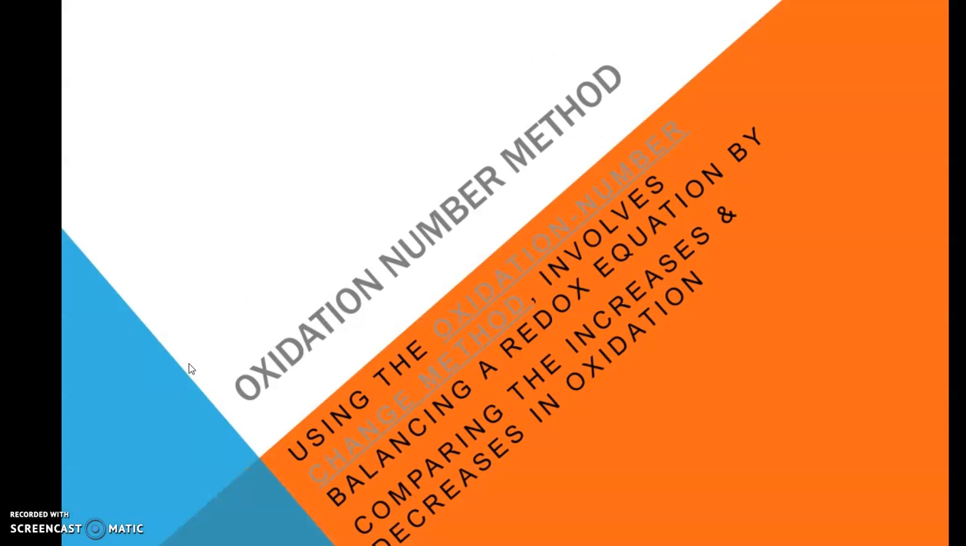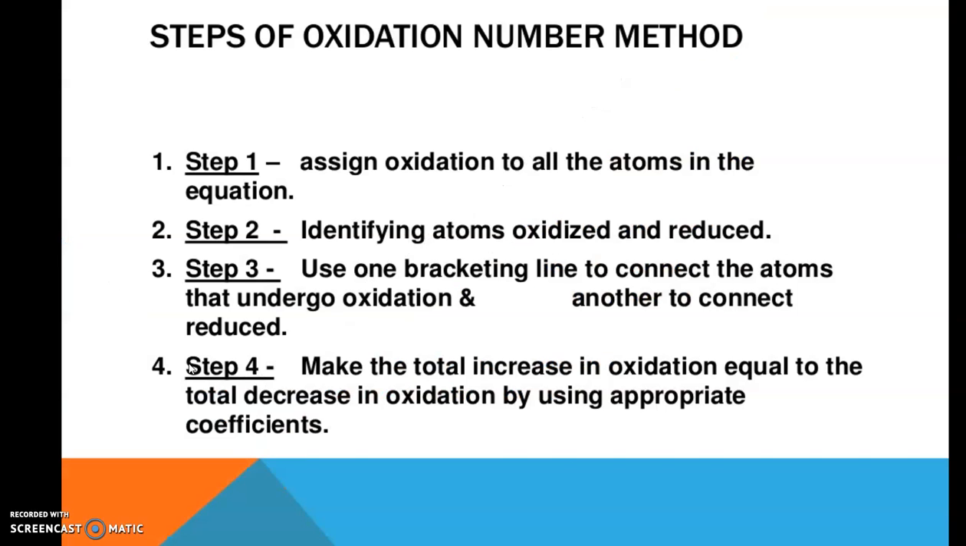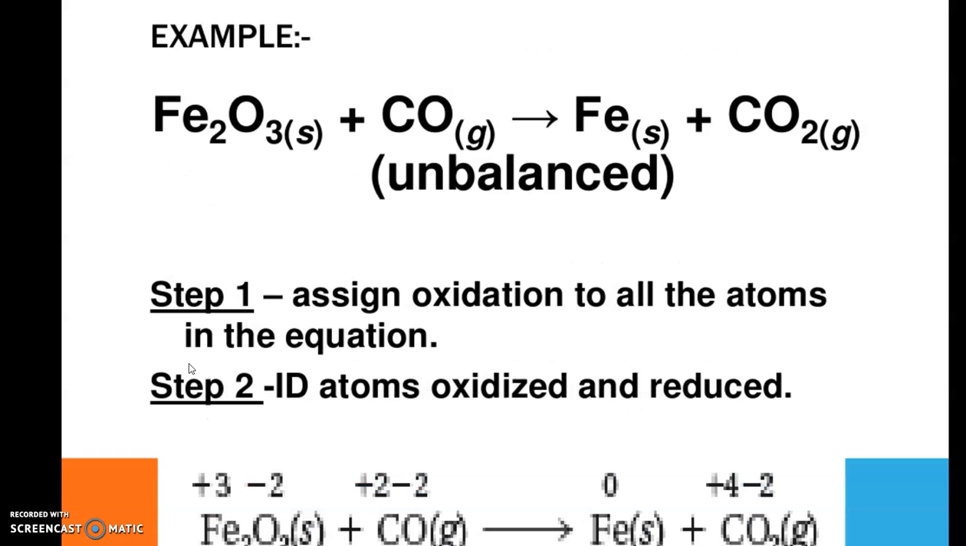The next method is the oxidation number method. This is a very easy method, comparing the increase and decrease in oxidation state. So we'll see the steps. Step 1, assign oxidation numbers to all the atoms in the equation. Step 2, identify atoms oxidized and reduced based on oxidation number, and one bracket we have to add to connect the oxidized and reduced atoms. Step 3, make the total increase in oxidation equal to the total decrease in oxidation by using appropriate coefficients.